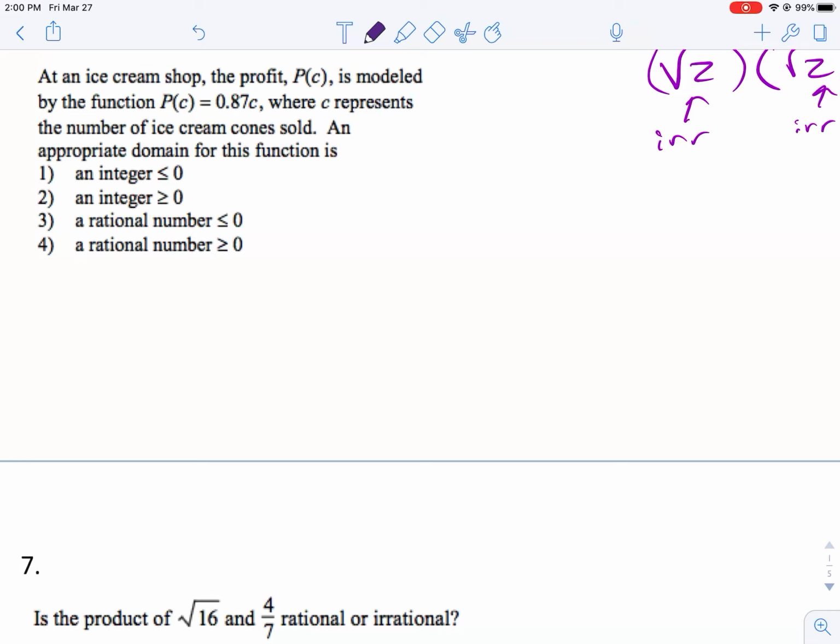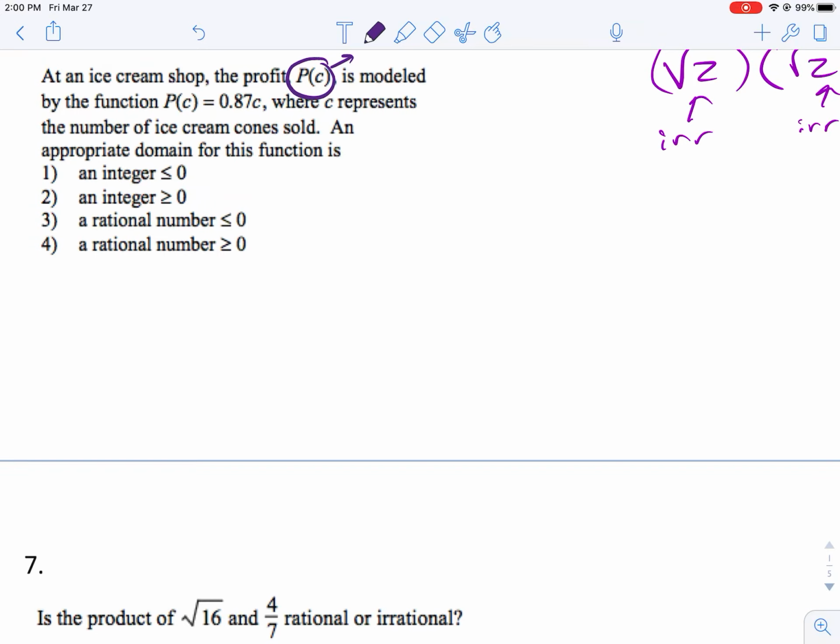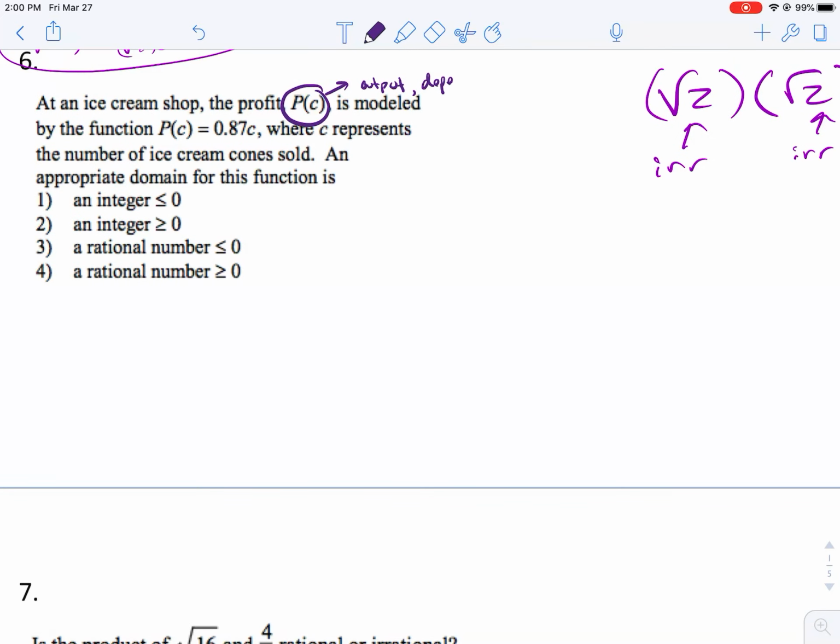All right, so it says, at an ice cream shop, the profit, represented by the function P of C, is modeled by the function. The profit is considered your output, okay? Another fancy name for output is your dependent variable. And more plainly, your output is also called your y values, okay? So that's what that represents. Your output, dependent variable, y values, okay?